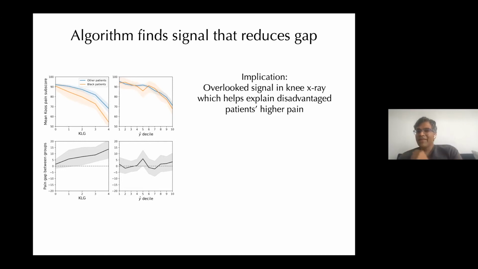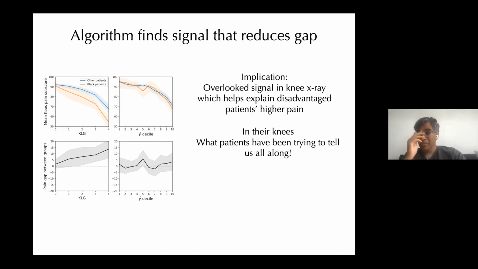Which suggests that the overlooked signal in the knee x-ray was there. The clinicians didn't actually find it, and it helps explain why the disadvantaged patients are experiencing more pain. Before you see the figure on the right, the common wisdom is, oh, we need to do something very different with this low-income population because they experience worse pain. But in fact, I think what this work is showing is that the field of medicine had not noticed these factors in the x-ray and had not learned about them.